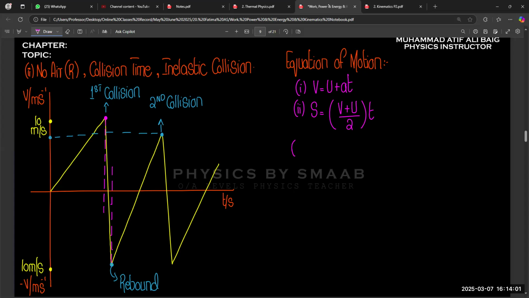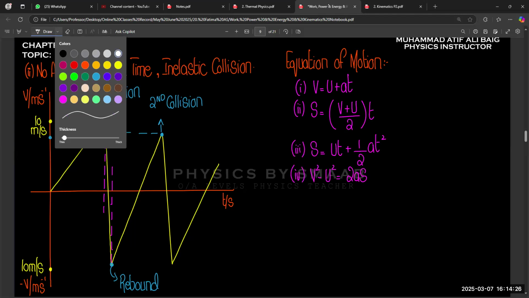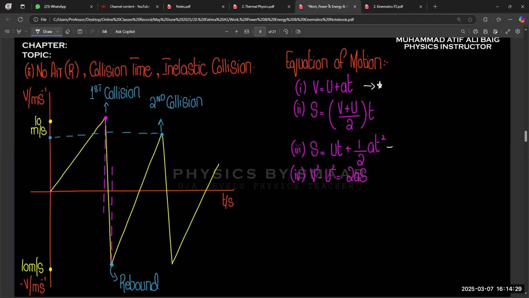And we have s equals ut plus half at squared. And the fourth one is v squared equals u squared plus 2as. So out of these four equations, we know that these three are 1, 2, 3.